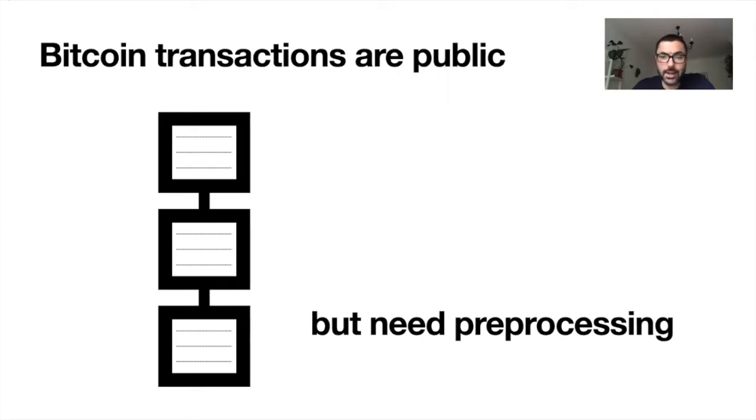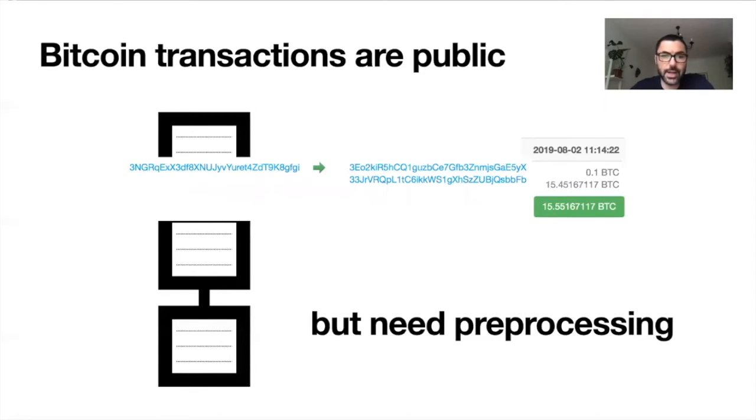However, data come to you in this format. You have an address sending money to another address. Now, you not only don't know who these addresses belong to, but also it's very easy for a single user or a single entity, a single company, to create many addresses. So you don't even know what entity they belong to. So pre-processing is absolutely needed.